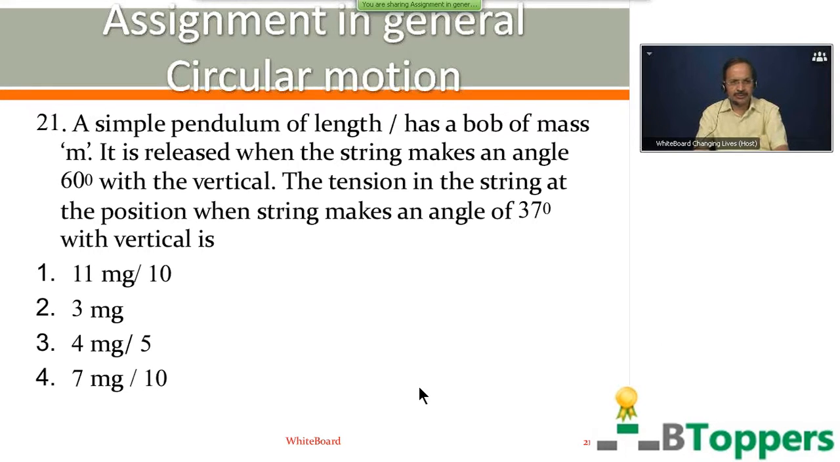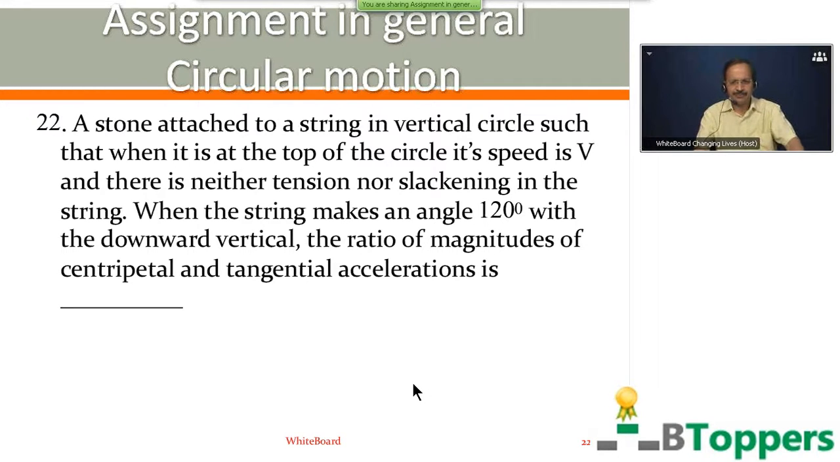So I am going to show you the next question on screen. See the question number 22. Stone attached to a string in a vertical circle. A stone attached to a string is rotated in a vertical circle such that when it is at the top of the circle, its speed is v. And there is neither tension nor slackening in the string. And the string makes an angle of 120 degrees with the downward vertical. The ratio of magnitudes of centripetal and tangential accelerations is.